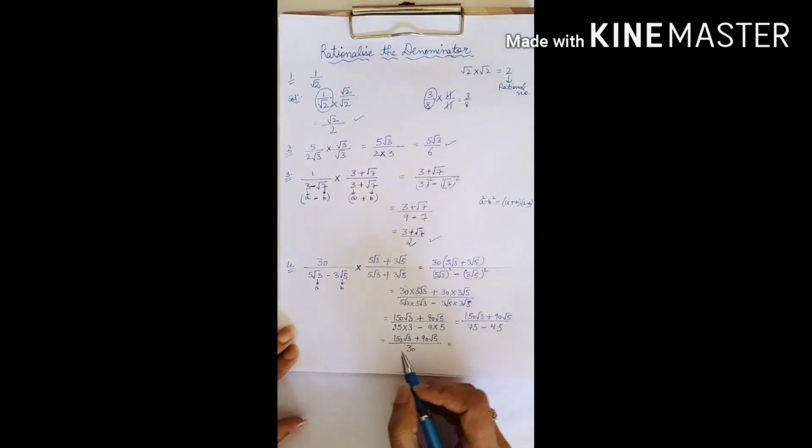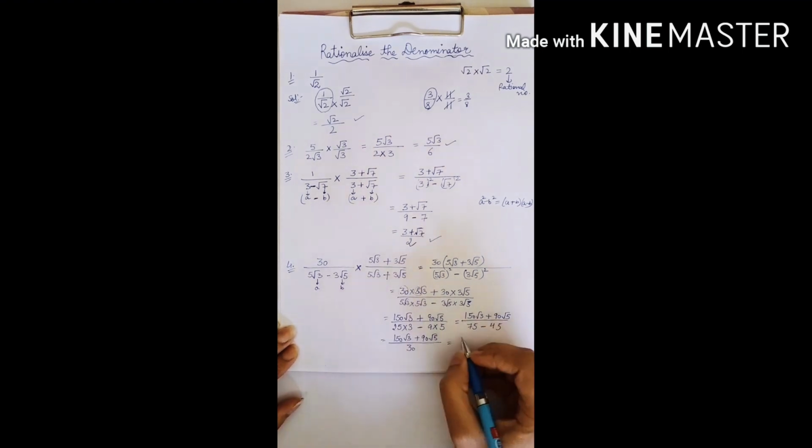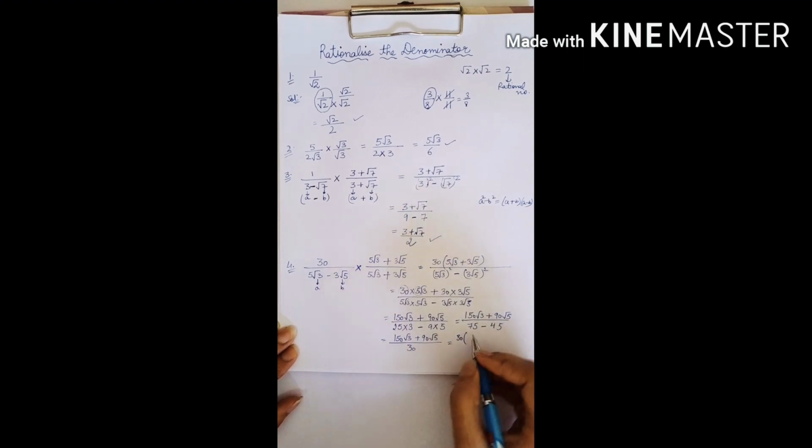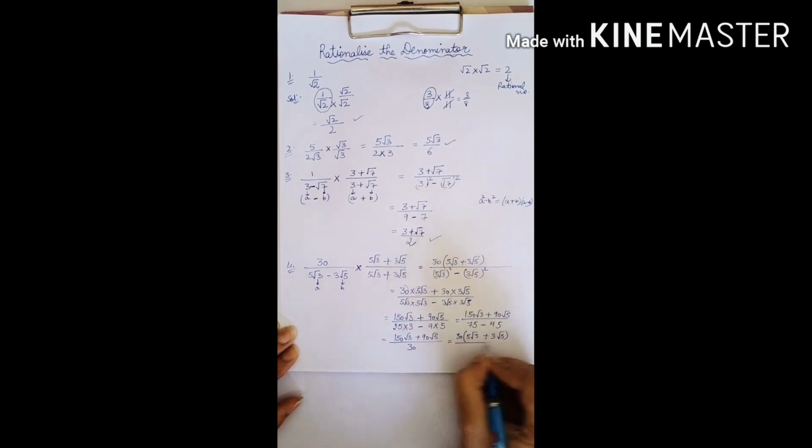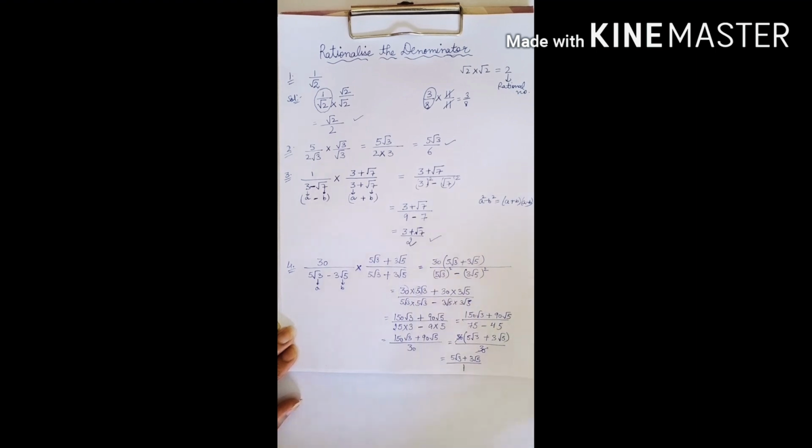Now see here, as we can see, we can take 30 common in the numerator. So I am taking 30 common. 30 into 5 is 150, then 30 into 3. 30 cancels out. What will we get? 5 root 3 plus 3 root 5, and in the denominator we will get 1. Okay, so we have eliminated the root in the denominator. That means this is rationalized. Okay.